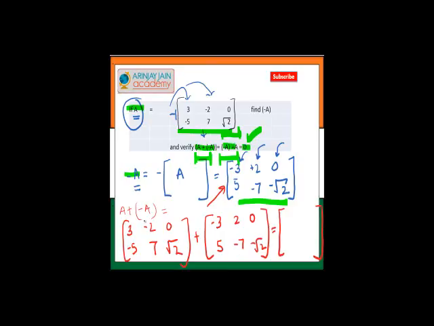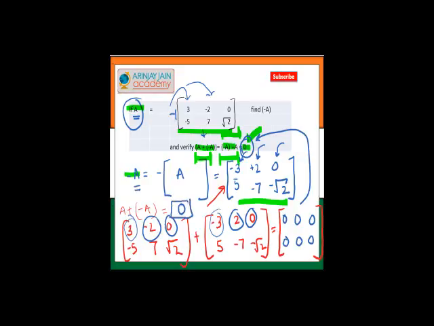So I have 3 over here and minus 3 over here. 3 plus minus 3 would be how much? Obviously that's going to be 0. Minus 2 plus 2 is going to be how much? 0. 0 plus 0, obviously 0. Minus 5 plus 5, 0. 7 minus 7, 0. Root 2 minus root 2, 0. So what we have got here is a null matrix or a 0 matrix. Hence we can say that A plus minus A is equal to a null or a void matrix, which is 0.